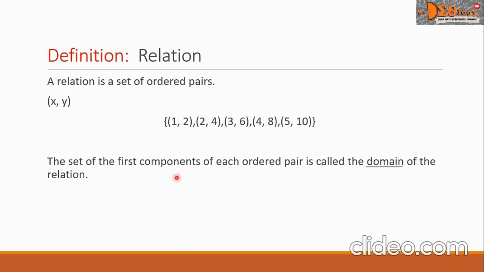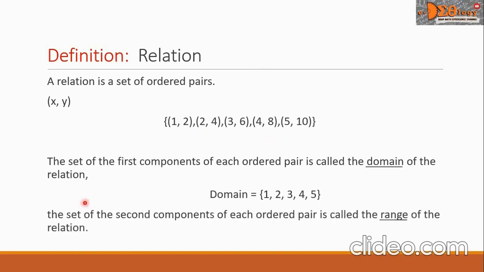The set of the first components of each ordered pair is called the domain of the relation. Here, the domain is 1, 2, 3, 4, 5. The set of the second components of each ordered pair is called the range of the relation. Here, the range is 2, 4, 6, 8, and 10.